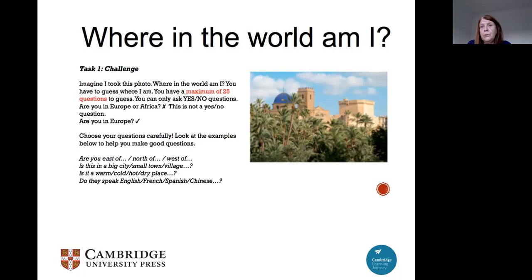So here are some examples of things you can ask. Are you east of, north of, west of? Is this a big city, a small town, a village? Is it a warm, cold, hot, dry place? Do they speak English, French, Spanish, Chinese there? So look very carefully at the picture. I'll open the chat and I want you to type some questions into the chat, and I will answer them. I won't type, but I will answer them orally. So here's the chat. So type your questions into the chat.